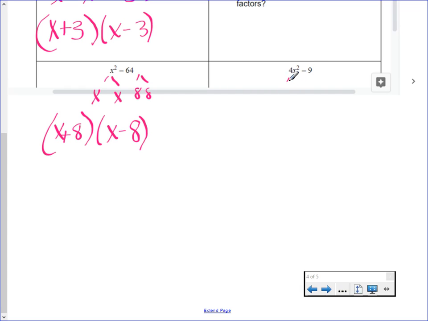This one's a little different because you have a 4 first. 4 is the same thing as 2 times 2. And x is the same thing as x times x. So you're going to have 2x's. 9 is the same thing as 3 times 3. This is the difference of 2 squares. We have one that we can square here, and we have another perfect square here, which means you're going to have a plus sign in your first and a minus sign in your second. 2x plus 3 and 2x minus 3.